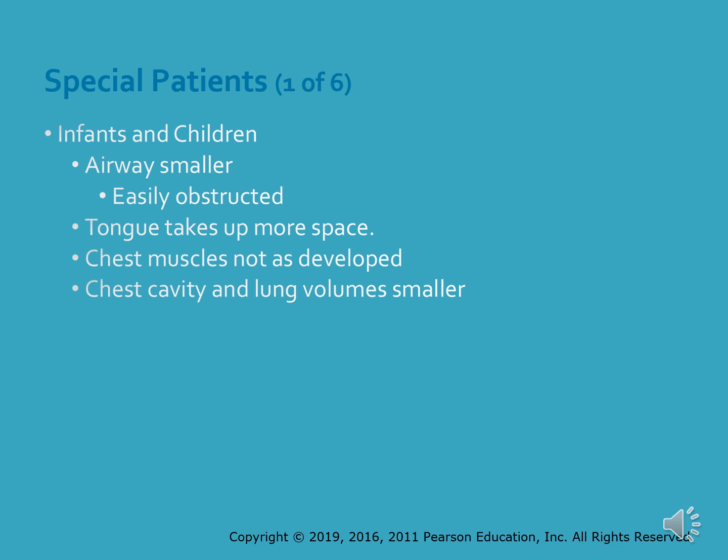It is also softer and more flexible and can become obstructed by tilting the head back too far, which is also known as hyperextension. The chest muscles are not always well developed, causing an infant and child to depend more on the diaphragm for breathing. And then the chest cavity and lung volumes are smaller, so gastric distension, which is air getting into the stomach, occurs more commonly.